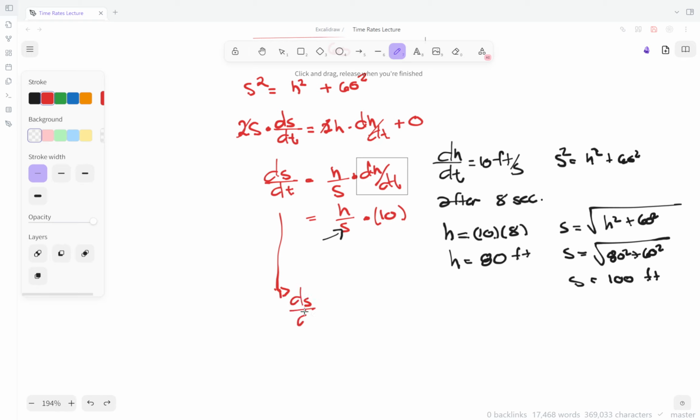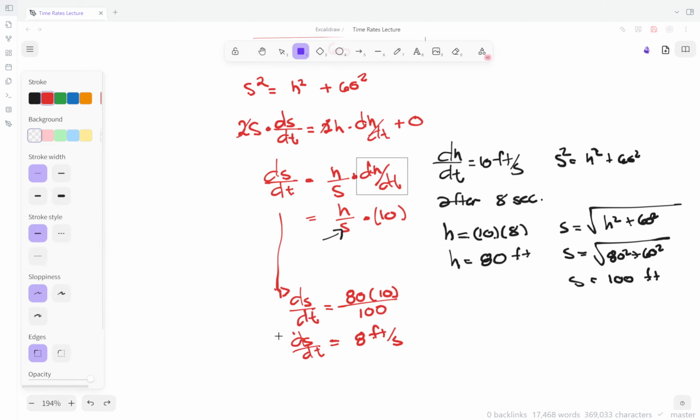So we say ds/dt is equal to 80 times 10, and let me change the parentheses here to make it larger, and then all of that divided by 100. Now, as you can see, that's just 800 over 100. So for the final answer, we got the rate ds/dt, which is just 8. Well, the unit here should agree with the other one, so it should be 8 feet per second. And that's telling us how fast the balloon and the observer are separating after 8 seconds.